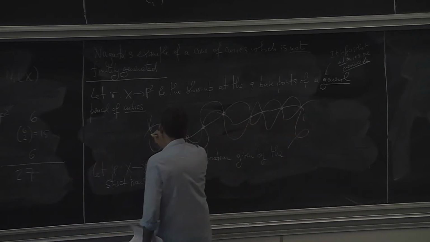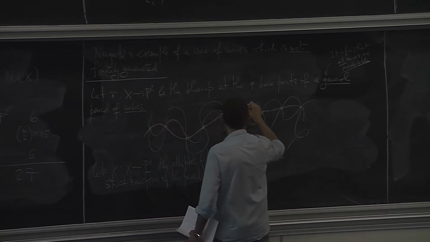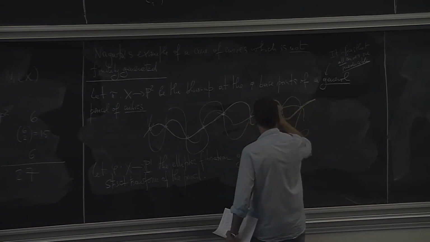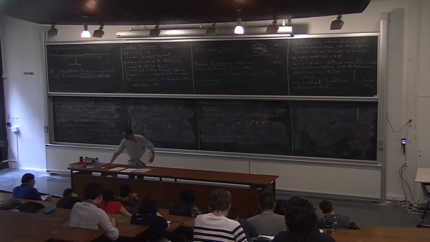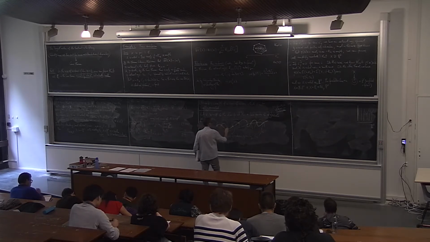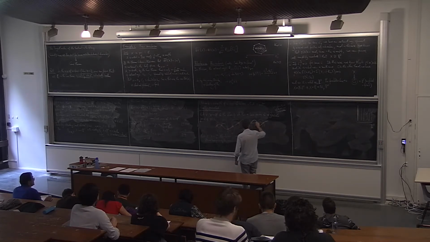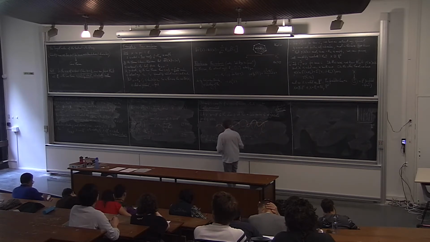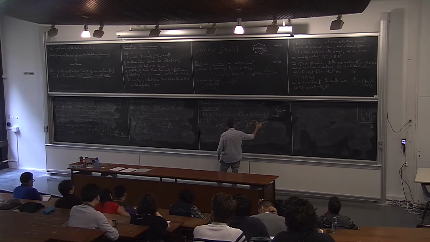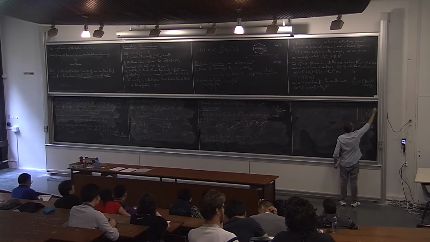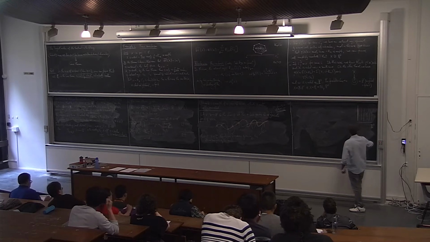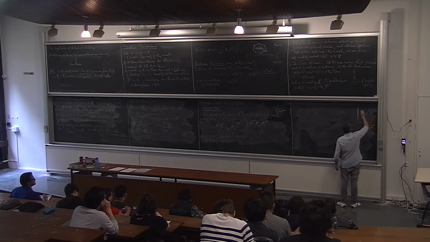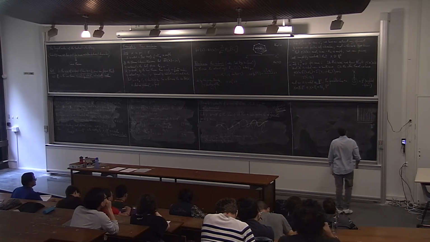This one corresponds to a fiber here, and the nodal one corresponds to the nodal fiber here. And the points that I'm going to blow up correspond to sections: 1, 2, 3, 4, 5, 6, 7, 8, 9. They cannot pass through the node because the intersection must be 1, so they are outside the nodes. OK, 9 sections.